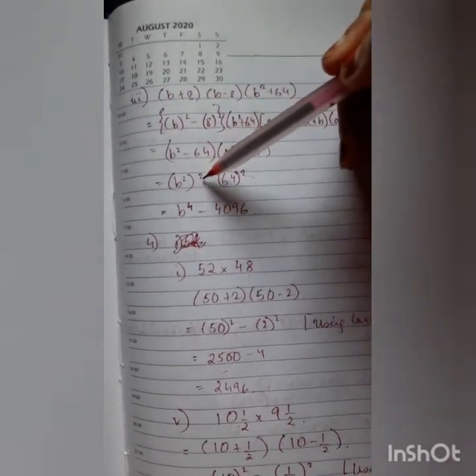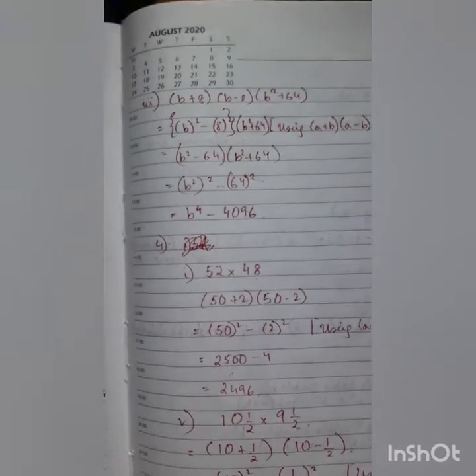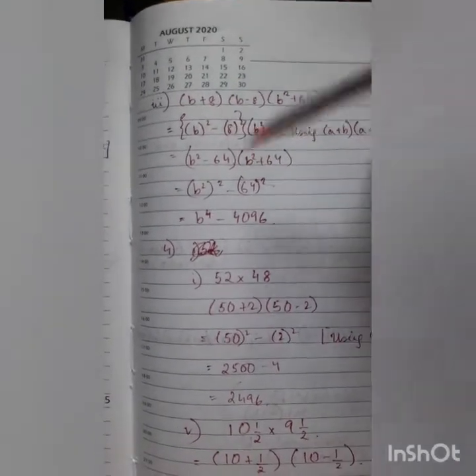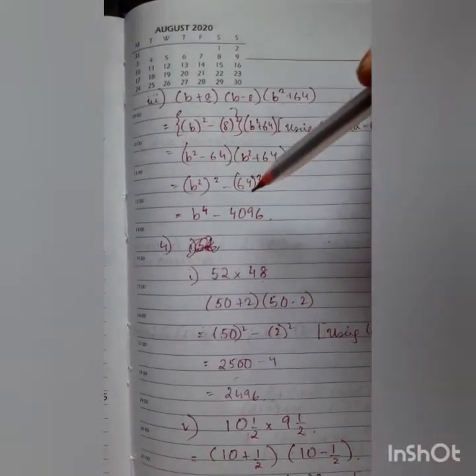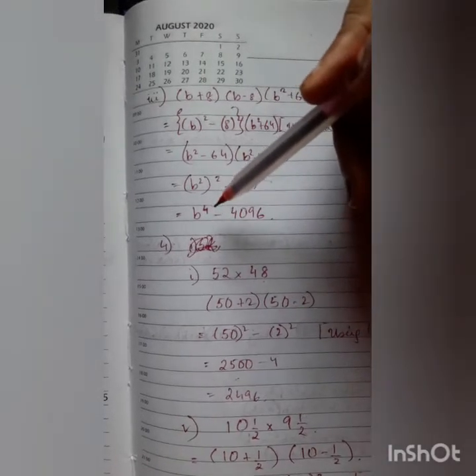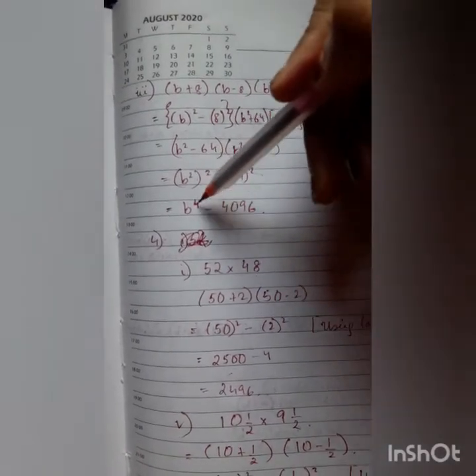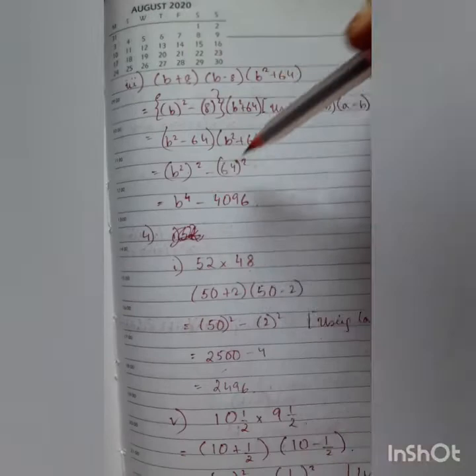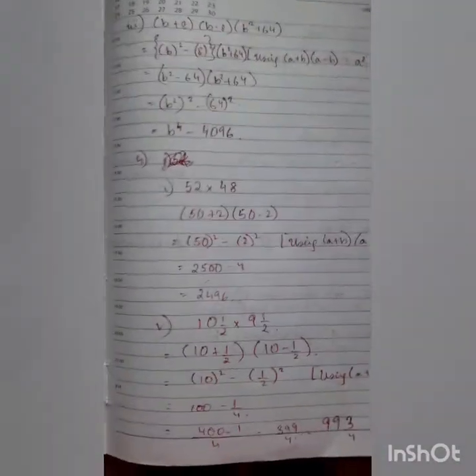First term square whole square. This is b square's whole square minus 64 whole square. The first term square minus second term square, that is b to the power 4. These two powers get multiplied and becomes b to the power 4 minus 64 square, which is 4096. So that is our answer.